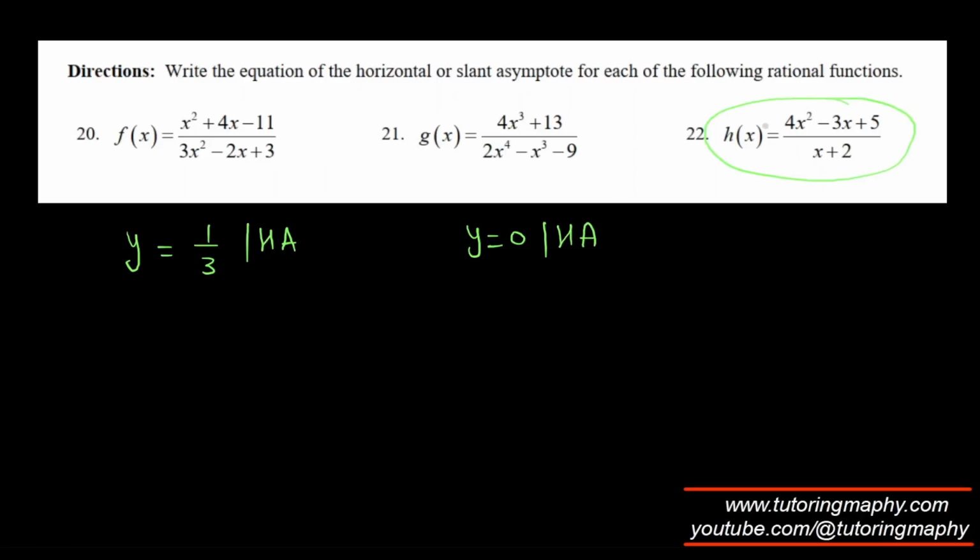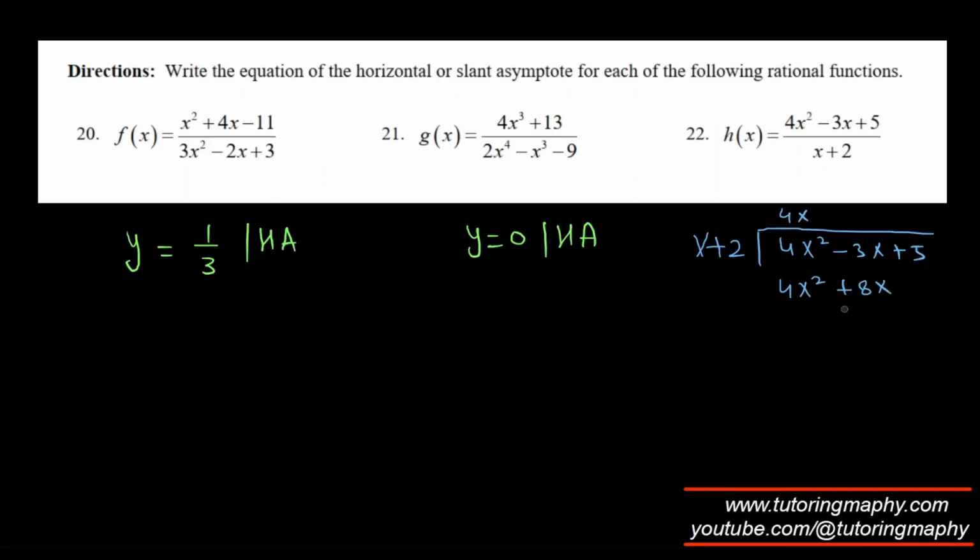But in this case, we need to do a long division because we need to figure out what the slant asymptote is. So you're going to do that. x plus 2 divides 4x squared minus 3x plus 5. So here we have 4x and I'm left with 4x squared plus 8x. I'm going to subtract this. This is cancelled, and negative 3x minus 8x is negative 11x, and the 5 is dropped down. Then negative 11x divided by x is negative 11. And I don't really care what happens here because the top is the VA.